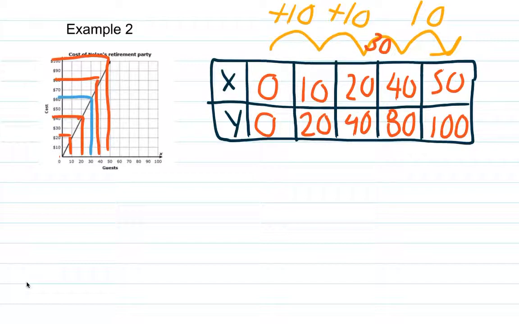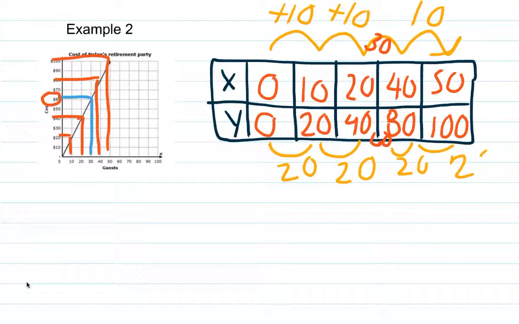From 0 to 20, I have 20. From 20 to 40, I have 20. Again, this is where I skipped. So using my brain, 40 and 20, I gotta go with it. It's 30, it should be 60. Again, I know that because over here, that was 60. And then 60 to 80 is 20, and then 80 to 100 is 20.